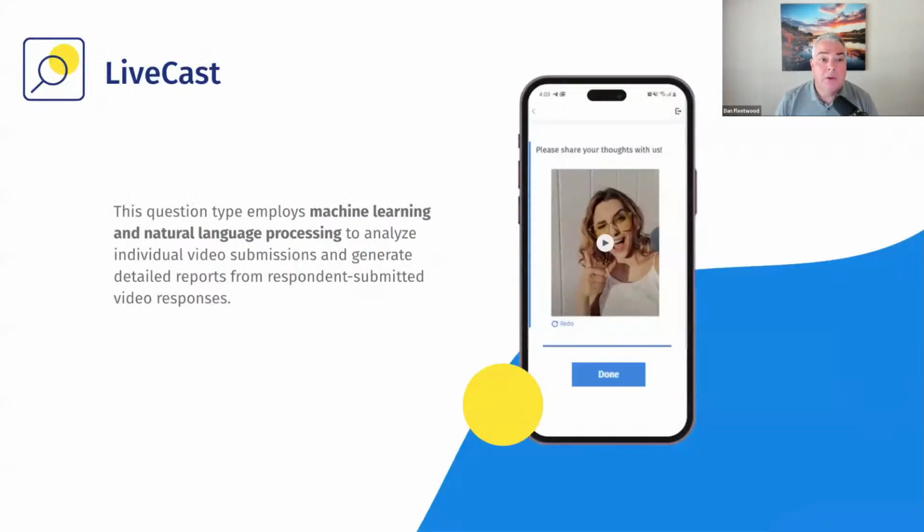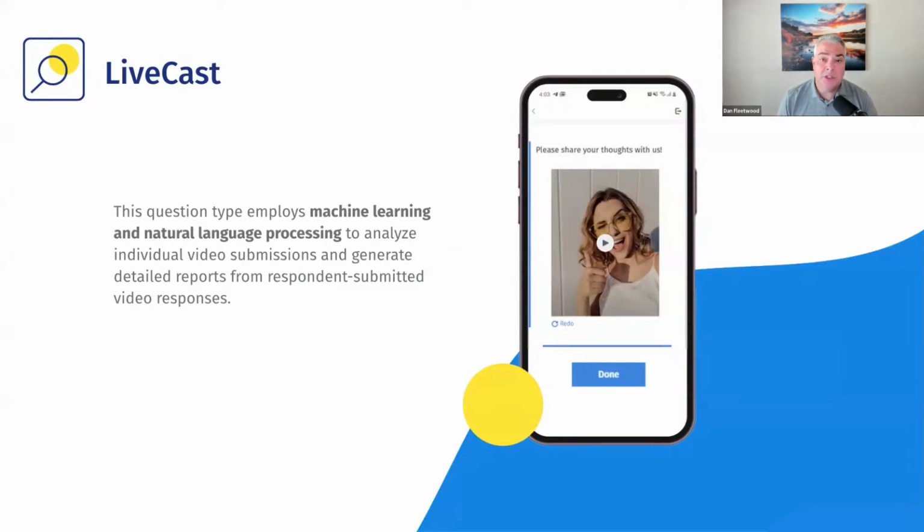So one of the features that I wanted to talk about and that I'll be showcasing is Livecast. Livecast really is our qualitative module within our quantitative survey platform. So this question type employs machine learning and natural language processing to analyze individual video submissions and generate detailed reports from respondent submitted video responses. This is a very interactive and a great way to include qualitative in your quantitative surveys. So our clients like it.